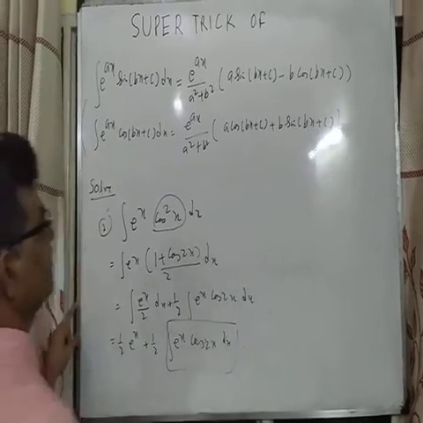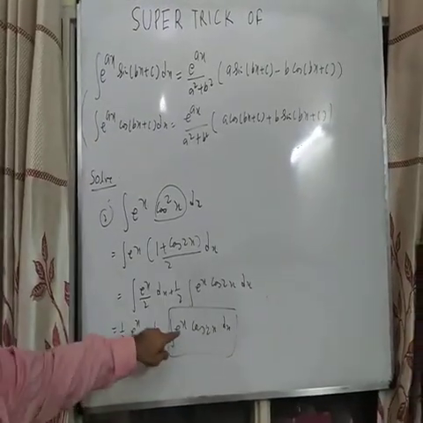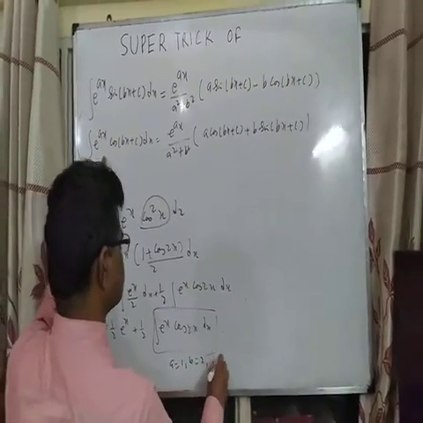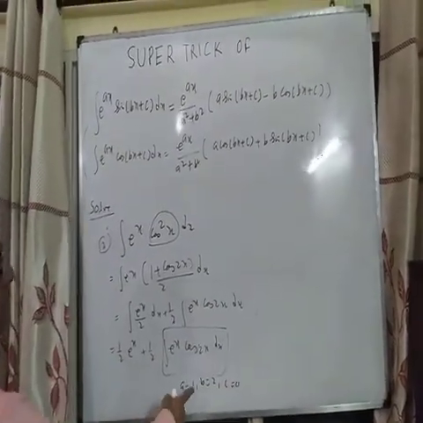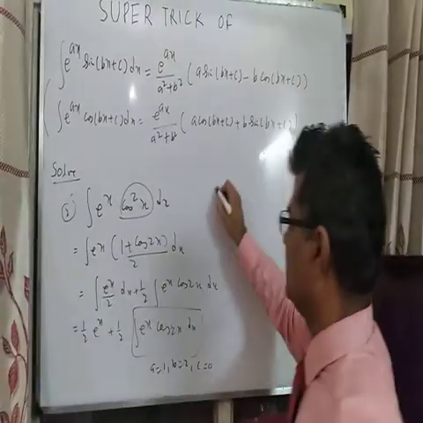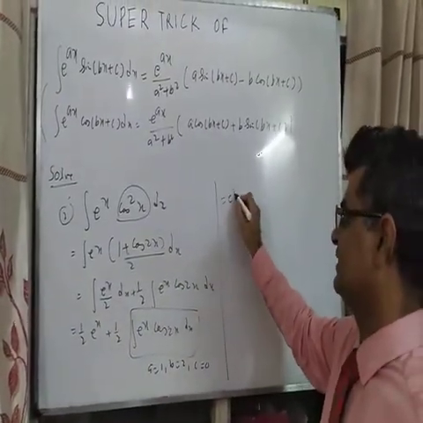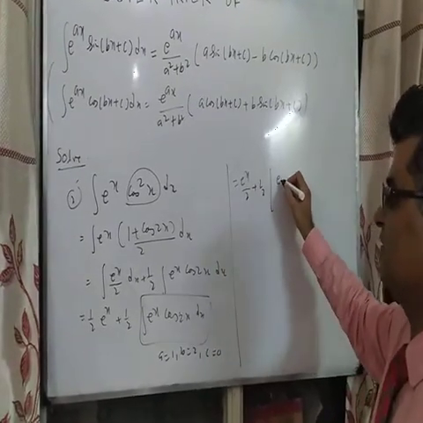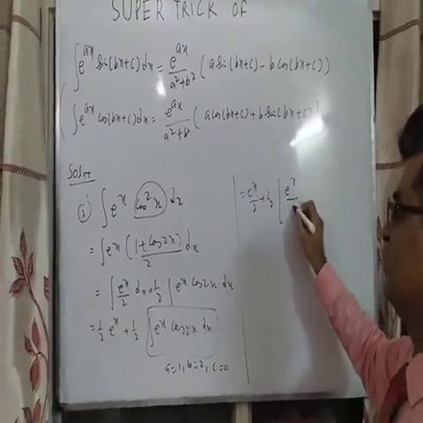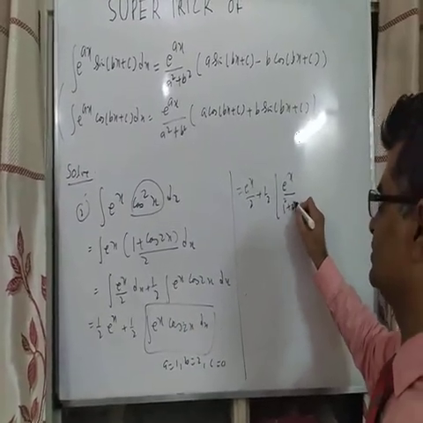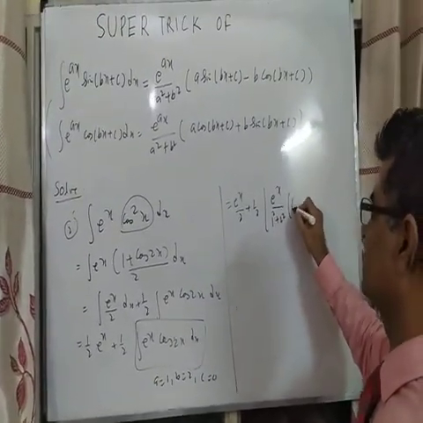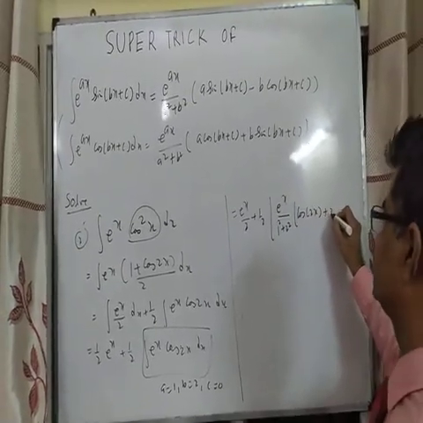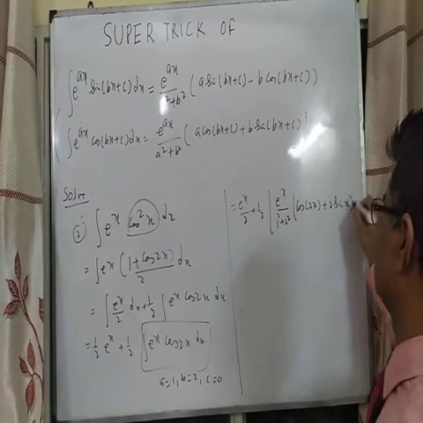So you can use the formula so that you can get the answer. Here you can see in this case a is 1, b is equal to 2 and c is equal to 0. You can put the value of a, b and c in this formula and you can get the answer very easily. For example, this is 1 by 2 e to the power x upon 1 square plus 2 square into cos 2x plus twice of sin x.